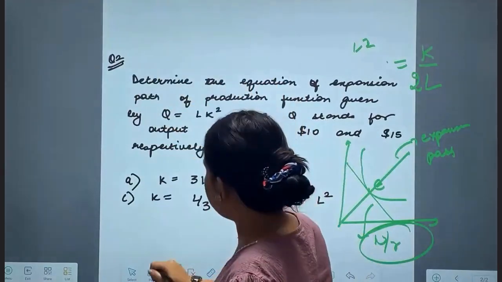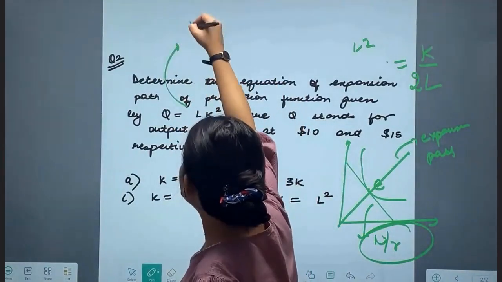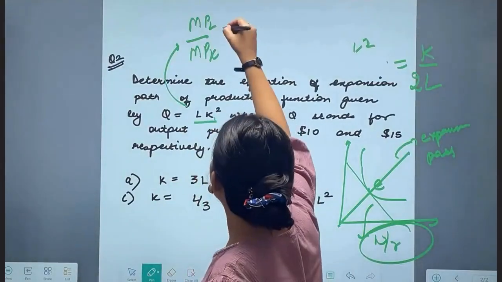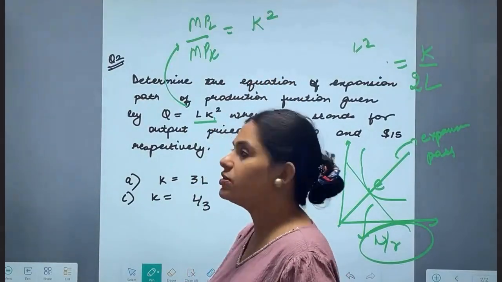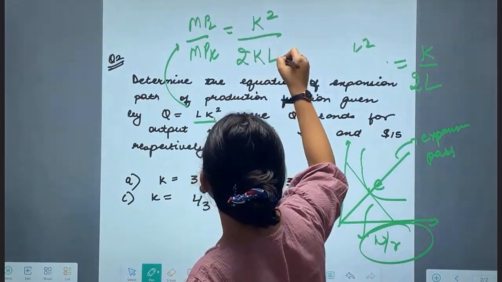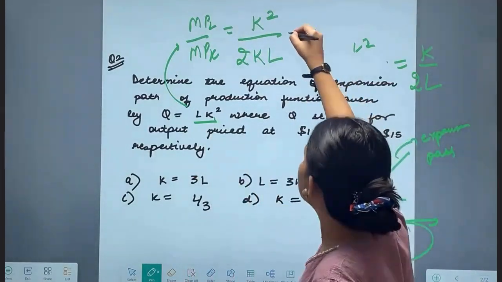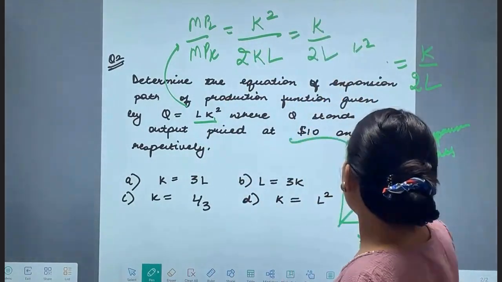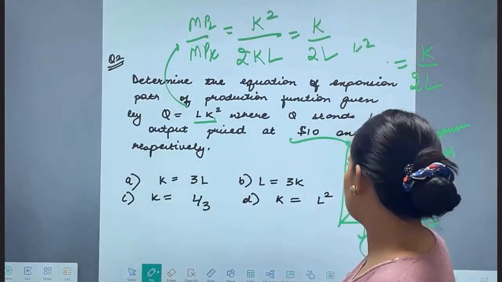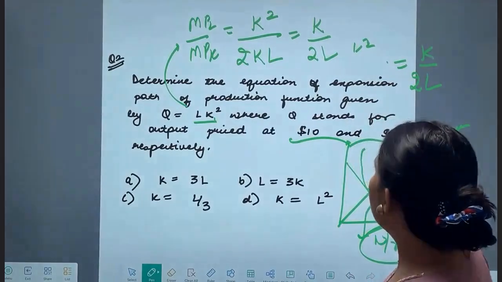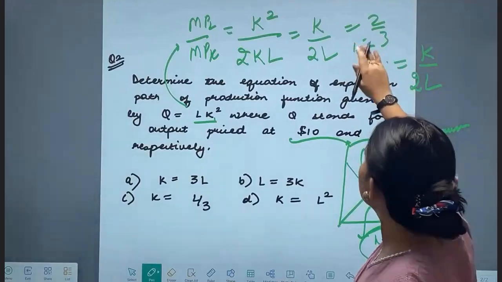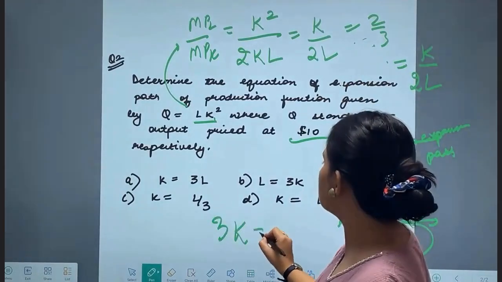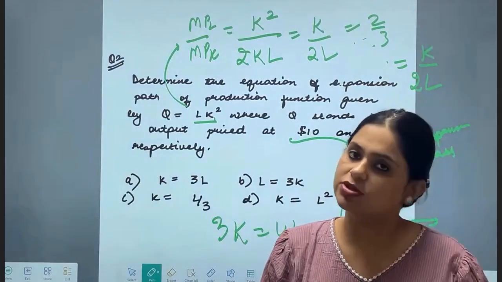Very simple, MPL by MPK. So this will be MPL by MPK. When you differentiate with respect to L, you get K square. When you differentiate with respect to K, you get 2KL. Right, beta? So what will this give you? This will give you K by 2L. This will be your MRTS. Equate it to the W by R ratio and get the answer to this question. I think in this case, because I have to equate this to 2 by 3, none of them is matching the answer. The answer should be 3K is equal to 4L. That should be the answer to this question.